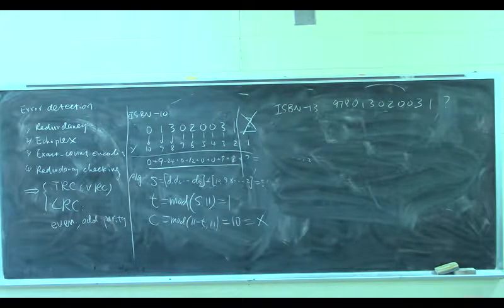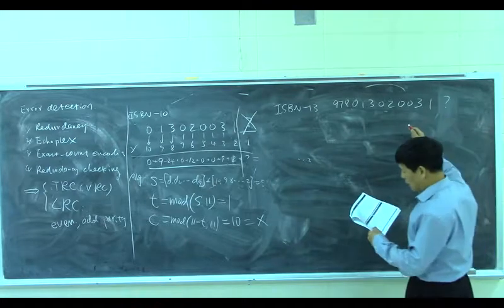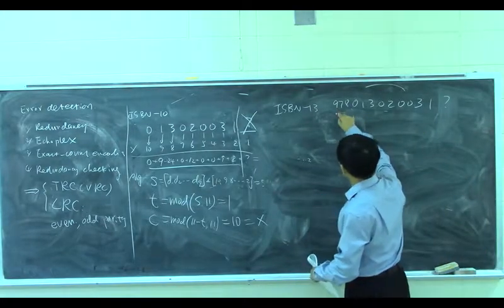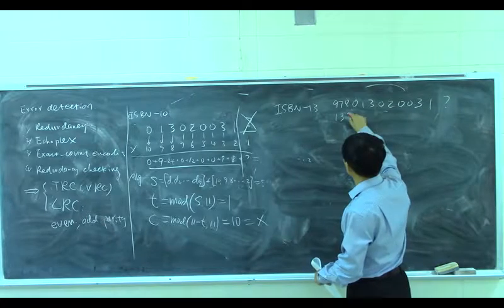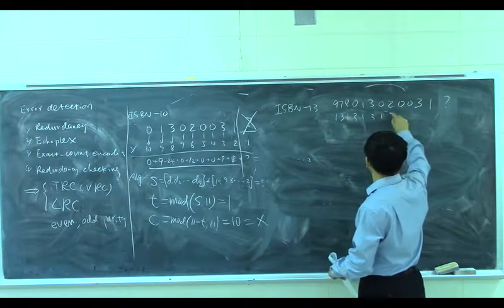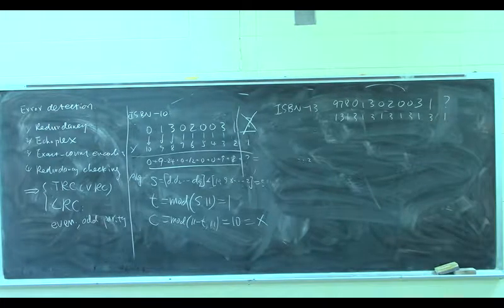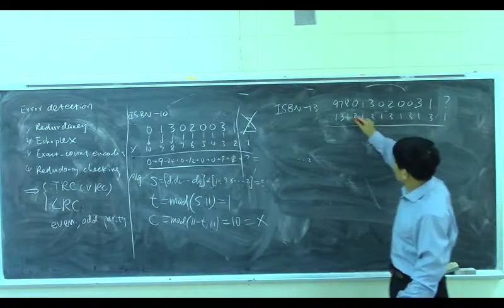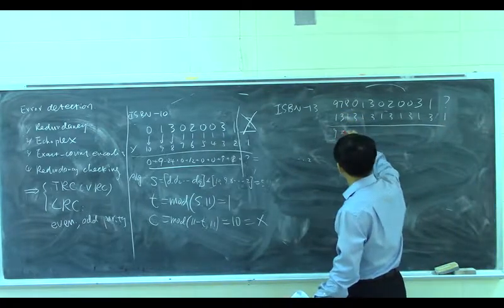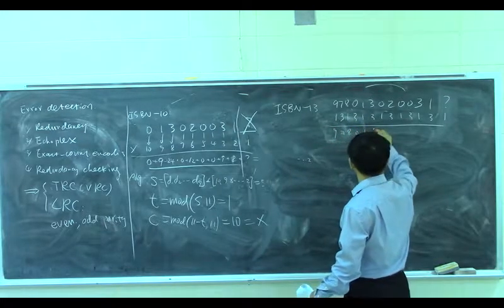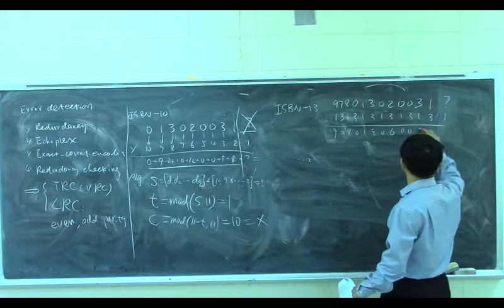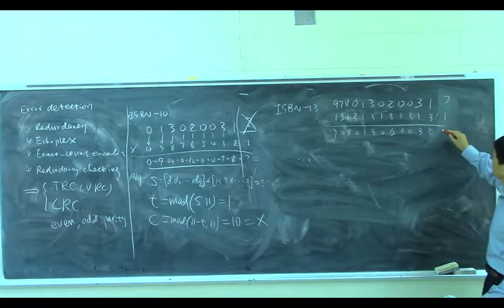The rule for this one is we need to multiply the first one by 1, the second one by 3, the next one by 1, 3, 1, 3, and so on, ending with 1. So again, the checking digit is always multiplied by 1. Now, this one here, the first one equals 9, next one is 21, and 8, 0, 1, 9, 0, 6, 0, 0, 3, 3. Then we don't know this one.